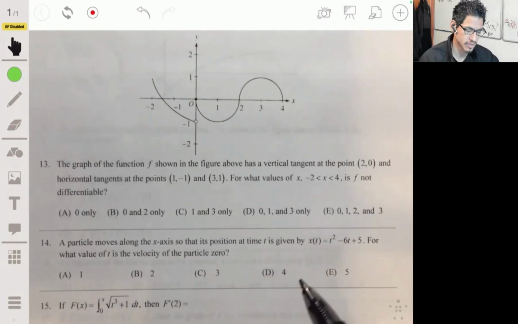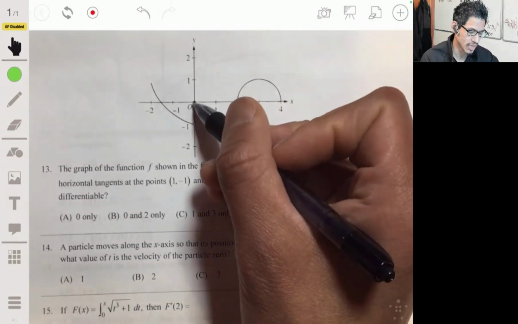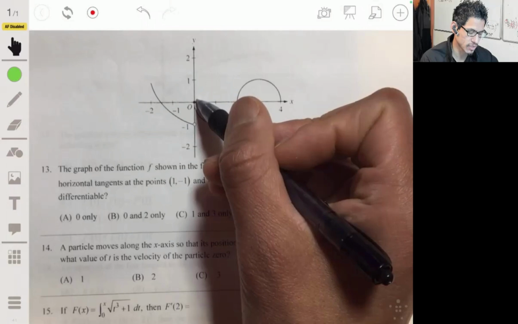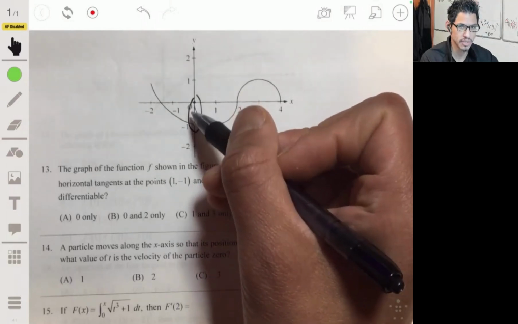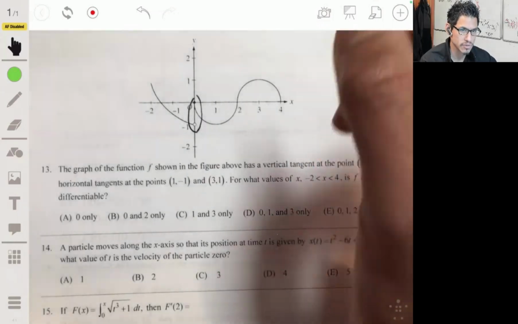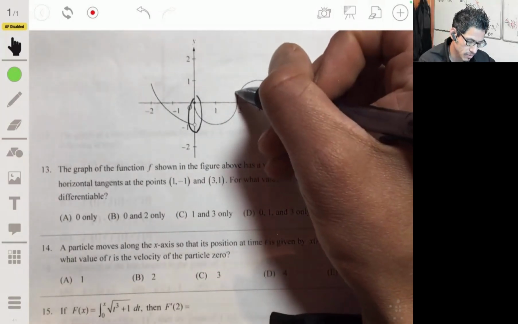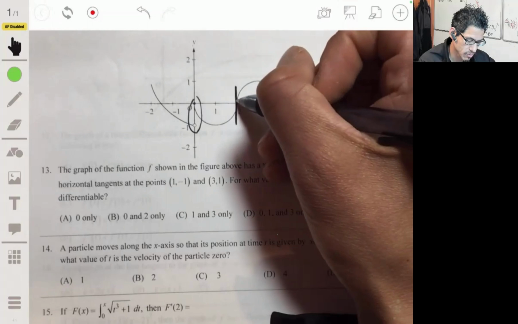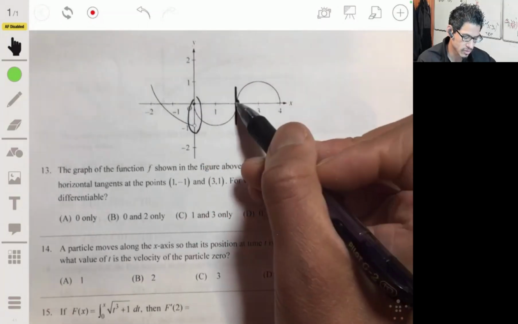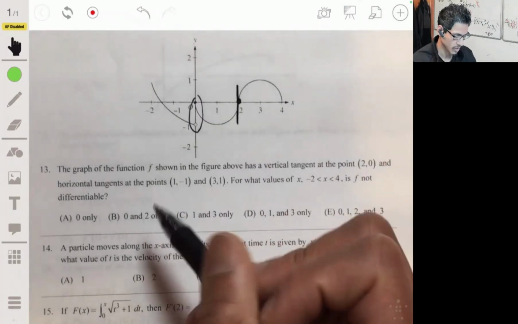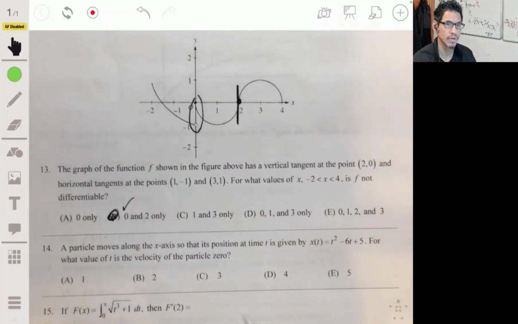Okay, so it's definitely not going to be differentiable when it's not continuous. It's not going to be differentiable at 0, because you can see it has a jump discontinuity. It's also not going to be differentiable where it has a vertical tangent, which is going to be at 2. So we have the points 0 and 2. So the answer is B.